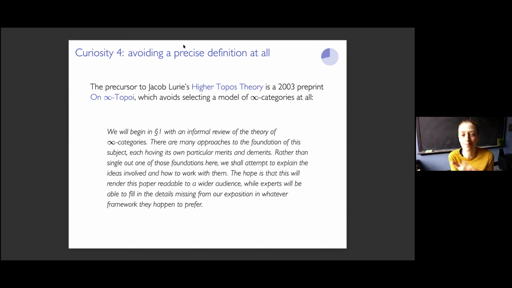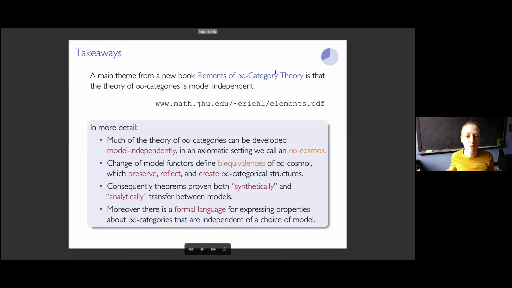But there's definitely this kind of ultimate aesthetic preference of everybody working in this field to work with infinity categories in a model independent fashion, to not have to spend so much time fussing over the particular details of each model, to not worry about which model you're using, to take a theorem proven in one model and an example constructed in another model and combine them together. And that's what our project is about.